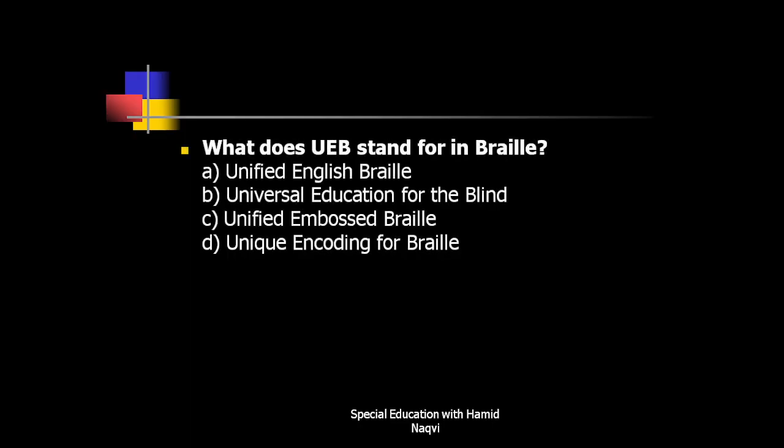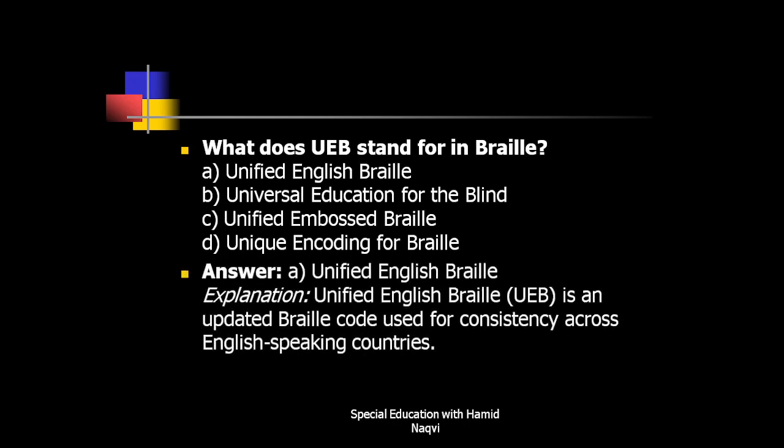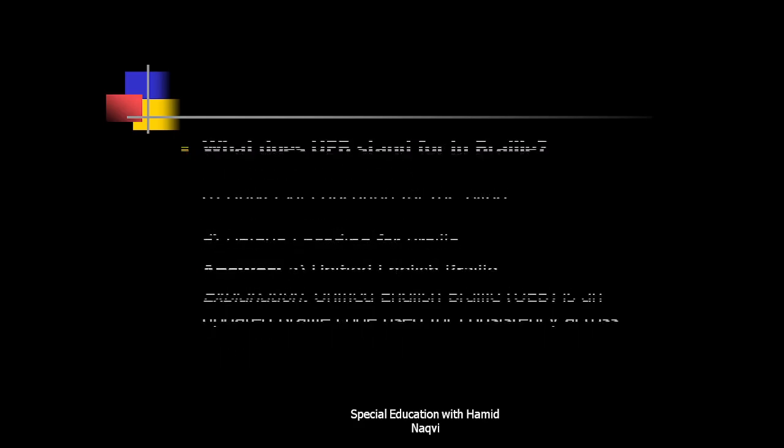What does UEB stand for in Braille? Unified English Braille, Universal Education for the Blind, Unified Embossed Braille, or Unique Encoding for Braille? The answer is Unified English Braille. UEB is an updated Braille code used for consistency across English-speaking countries.